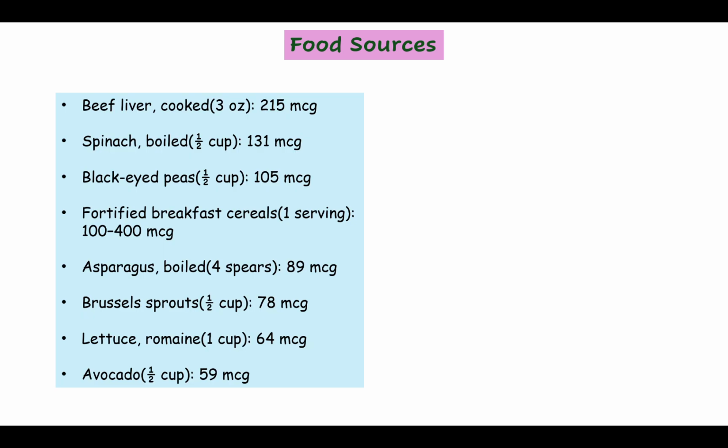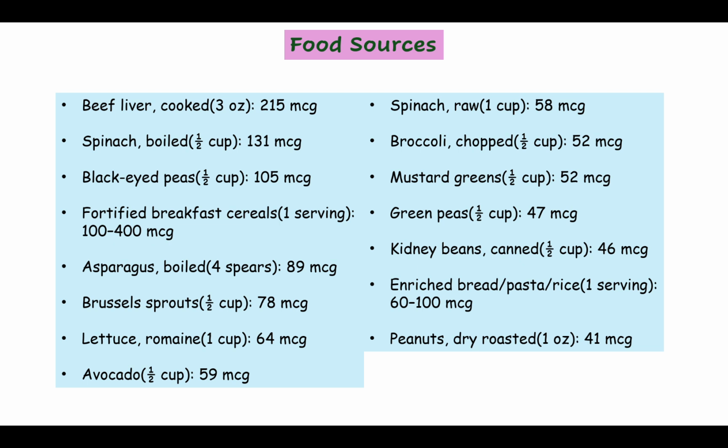Now let's talk about dietary sources of folate. Among the richest sources listed here is cooked beef liver with 215 micrograms in 3 ounces. Vegetable sources include boiled spinach providing 131 micrograms in half a cup, black eyed peas with 105 micrograms in half a cup, asparagus with 89 micrograms in 4 spears, and Brussels sprouts with 78 micrograms in half a cup.